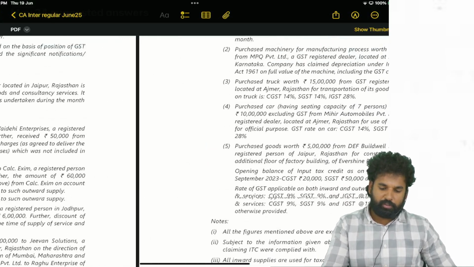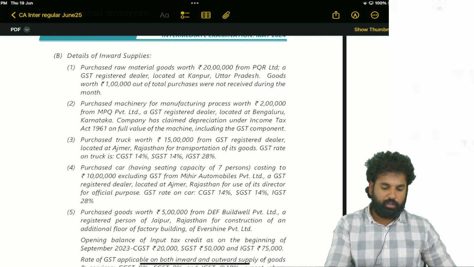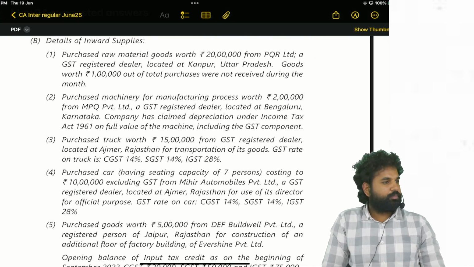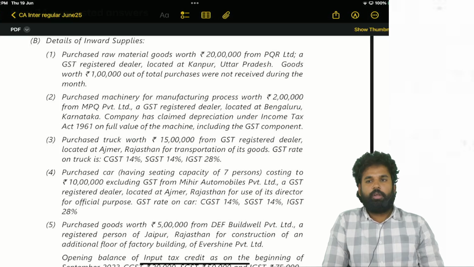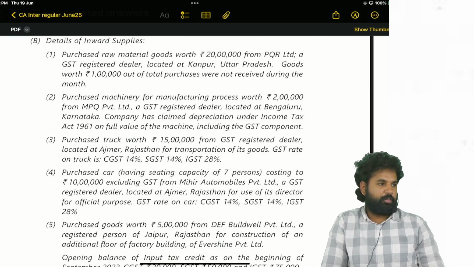Okay. Next, details of inward supplies. That was outward, now inward. Purchased raw material goods worth 20 lakhs from Precure Limited, GST registered dealer located at Kanpur, Uttar Pradesh. Goods worth 1 lakh out of the total purchase were not received during the month. So can ITC be claimed or not? For the 1 lakh, goods not received, it cannot be claimed. For the remaining portion, ITC can be claimed.